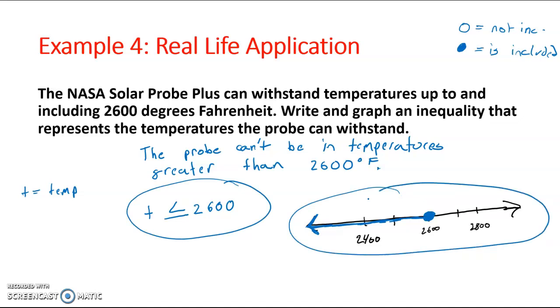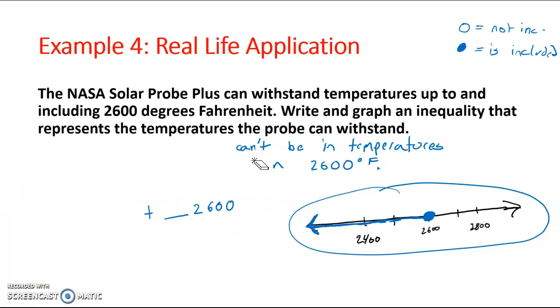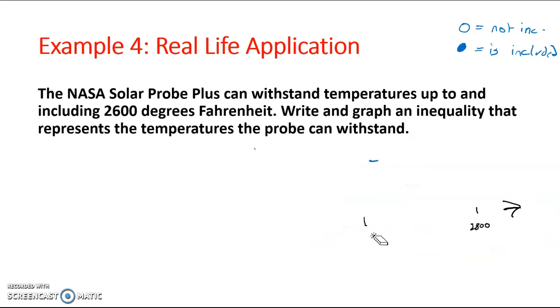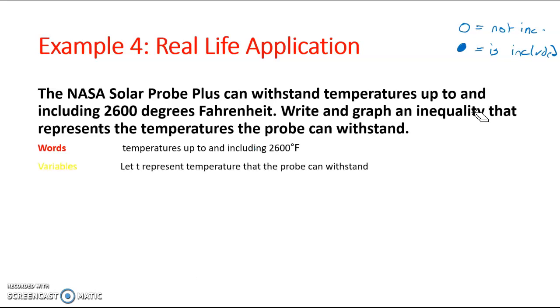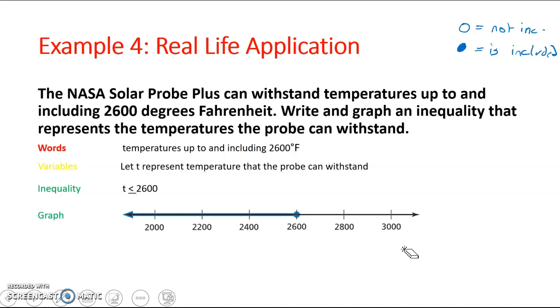Okay, and so I'm going to go ahead and erase this. All right, and so I'm just going to see it in different words. So the words: temperature up to and including 2,600 degrees. T represents the temperature the probe can withstand. And so my inequality is T is less than or equal to 2,600. And there's my graph. So pretty much the same graph that I had, just a little bit neater with the digital copy.